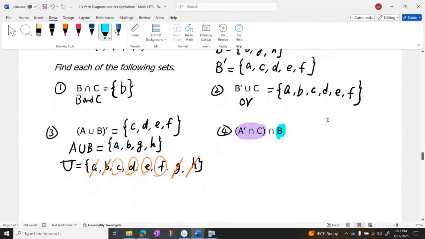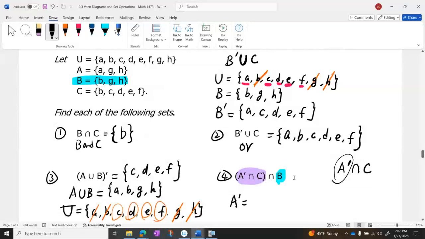Firstly, we need to understand that A prime intersect C has A prime in it. So we want to figure out what A prime is. When you encounter a question like this, do not rush. Never try to figure it out in your head. You want to break it down, decompose the structure, and do one piece at a time. Let's find A prime first.